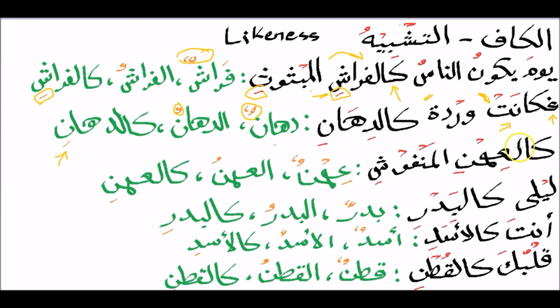Mithalun akhar, another example. Kal-ihni al-manfushi. Ka is the khafid or harf khafd. It comes before al-ihnu. Al-ihnu becomes al-ihni. Kal-ihni, which is wool. Al-manfushi. Al-manfush is an adjective for ihn.